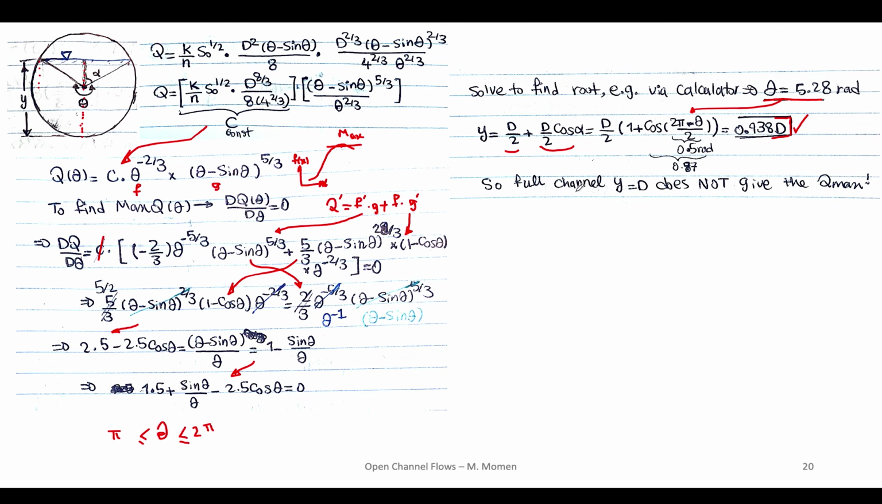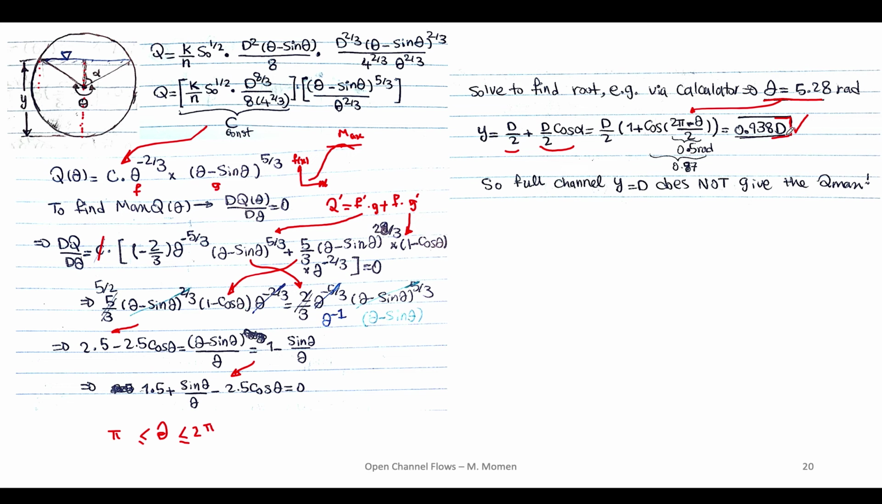So remember, the full channel, y equals D, does not give me the Q max. It's somewhere here which gives me the Q max, the maximum flow rate. And after that, if you keep trying to fill the channel, the flow rate is going to be smaller.